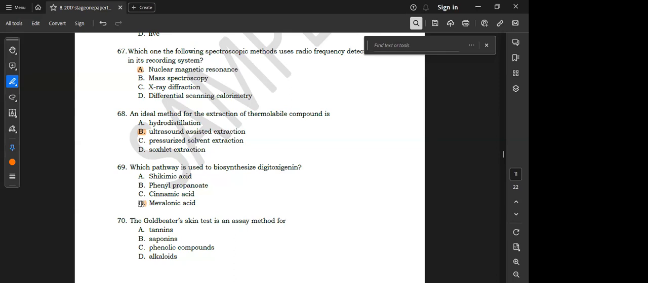Can we get a table which says this pathway synthesizes this and this other one, to make it easy to remember? Unless we Google that, I don't have it now. Okay.